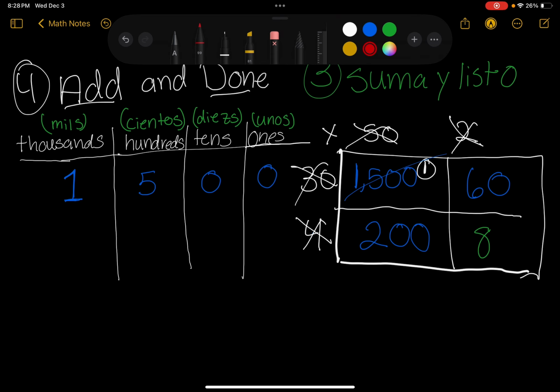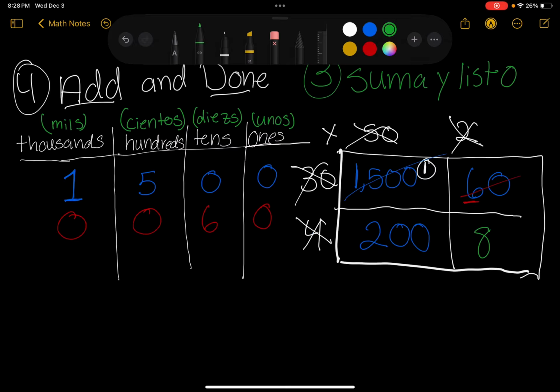60. How many thousands we got in 60? 0. How many hundreds we got in 60? 0. How many tens we got in 60? 6. We have 6 tens. And how many ones we have in 60? 0. No ones is lonely. So this is 60. This is 1,500. And guess what? 60, she retired. She did her best life. She retired. Now we'll move on to 200.